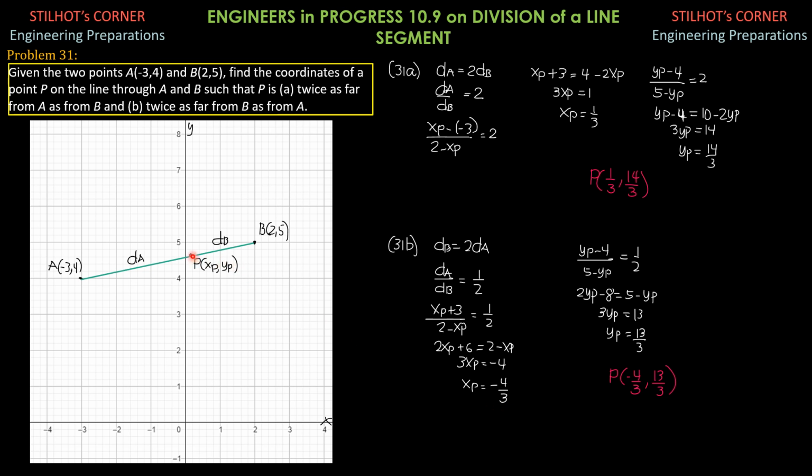Likewise, the vertical projection of distance A to that of distance B is 1/2. So distance A, vertical projection, yp minus 4. Then distance B, 5 minus yp equals 1/2. Cross multiply, 2yp minus 8 equals 5 minus yp. 2yp plus yp is 3yp. 5 plus 8, 13. So y sub p is 13 over 3. So therefore, for the second part, part B, the coordinates of P are quantity negative 4/3, comma, 13 over 3.